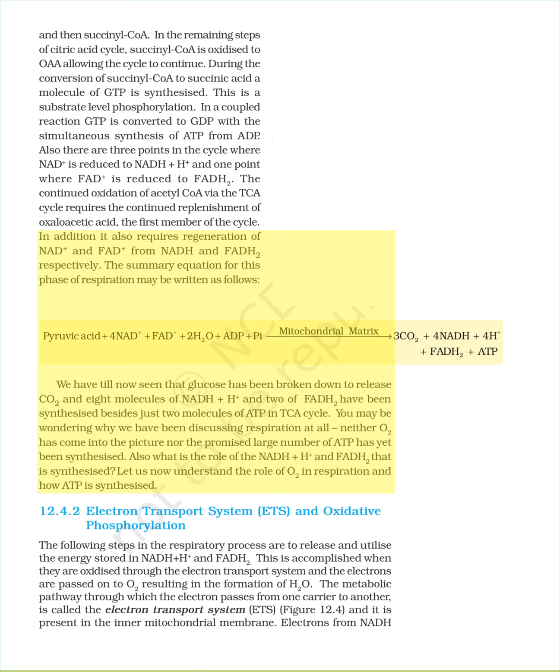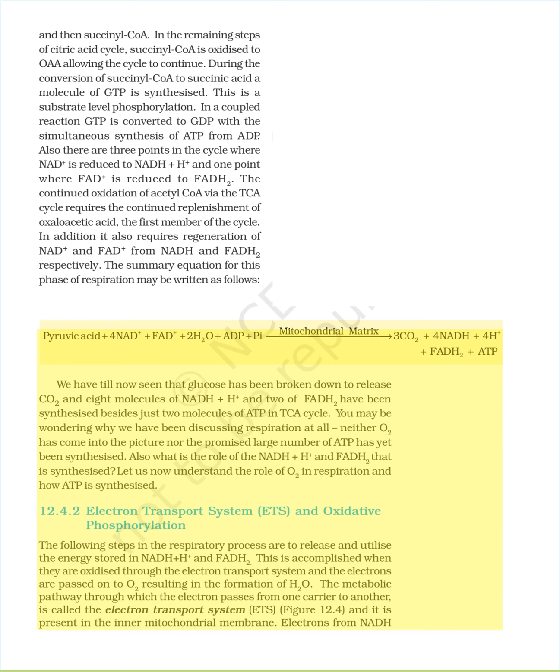We have till now seen that glucose has been broken down to release CO2, and 8 molecules of NADH + H+ and 2 of FADH2 have been synthesized, besides just 2 molecules of ATP in the TCA cycle. You may be wondering why we have been discussing respiration at all. Neither O2 has come into the picture nor has the promised large number of ATP yet been synthesized. Also, what is the role of the NADH + H+ and FADH2 that is synthesized? Let us now understand the role of O2 in respiration and how ATP is synthesized.